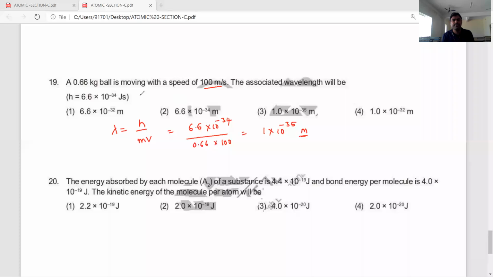See, it is de Broglie's wave equation. Here we have to use de Broglie's wave equation. Lambda is equal to h by mv. Then the lambda is equal to 10 to the power of minus 35 we got. Okay, the remaining we will explain next class.